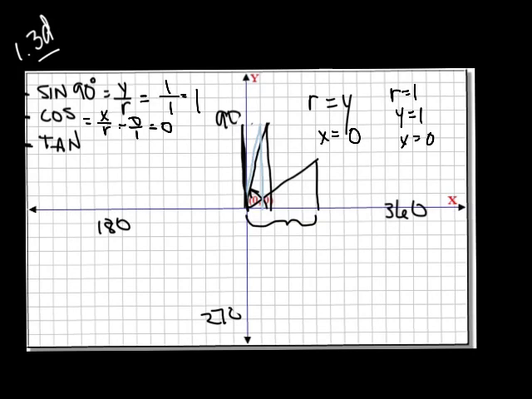My tangent is y over x. What is my y? My y is 1. What is my x? My x is 0. Remember, whenever you have a number with a 0 in the denominator, it becomes undefined. So there is no tangent of 90 degrees.